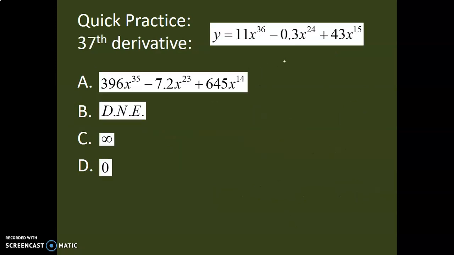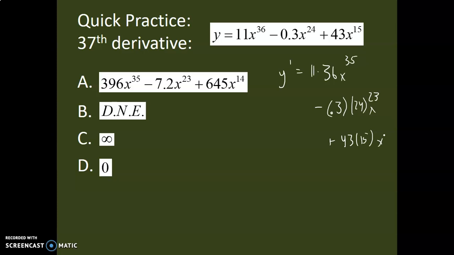All right, last one. Find the 37th derivative of this equation. So hit pause, go ahead and figure it out. So first derivative would be 11 times 36 times x to the 35th minus 0.3 times 24 times x to the 23rd plus 43 times 15 times x to the 14th.